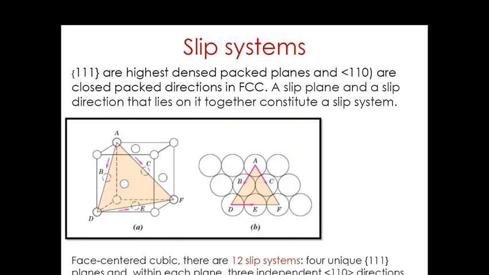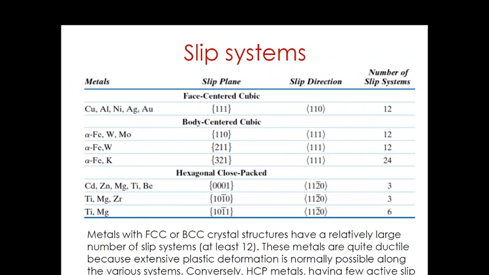The possible slip systems for BCC and HCP crystal structures are shown in this table. There is no unique slip plane for these two crystal structures. These are possible slip planes. For each of these structures, slip is possible on more than one family of planes, for example, the family of 110, the family of 211 and the family of 321 for body-centered cubic structures.